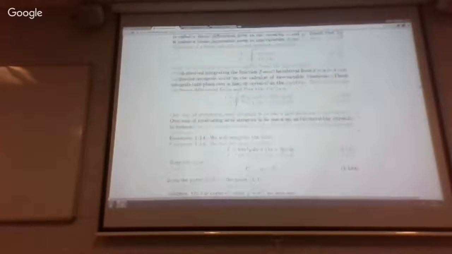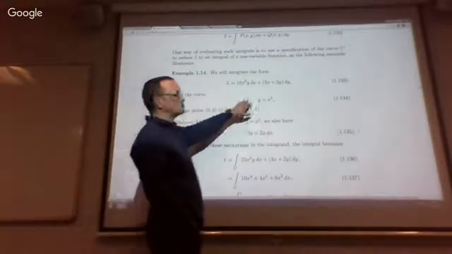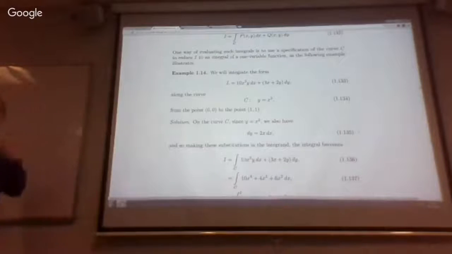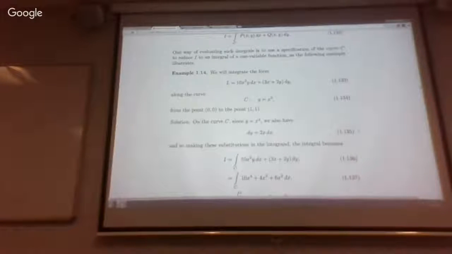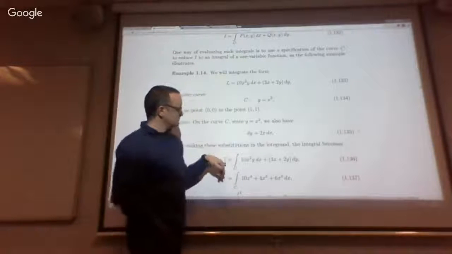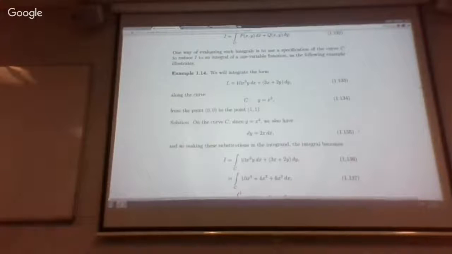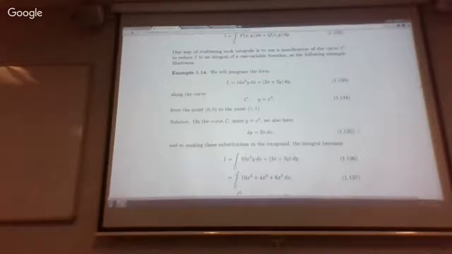And the technique for evaluating them that we looked at was working from the description of the curve. If you've got a formula describing the curve and you know the start point and the end point of the curve, this should be enough to translate the integral, which starts off as an object mentioning both of the variables x and y. You should have enough information from the specification of the curve to translate the whole thing into a more recognizable standard integral with respect to just a single variable.